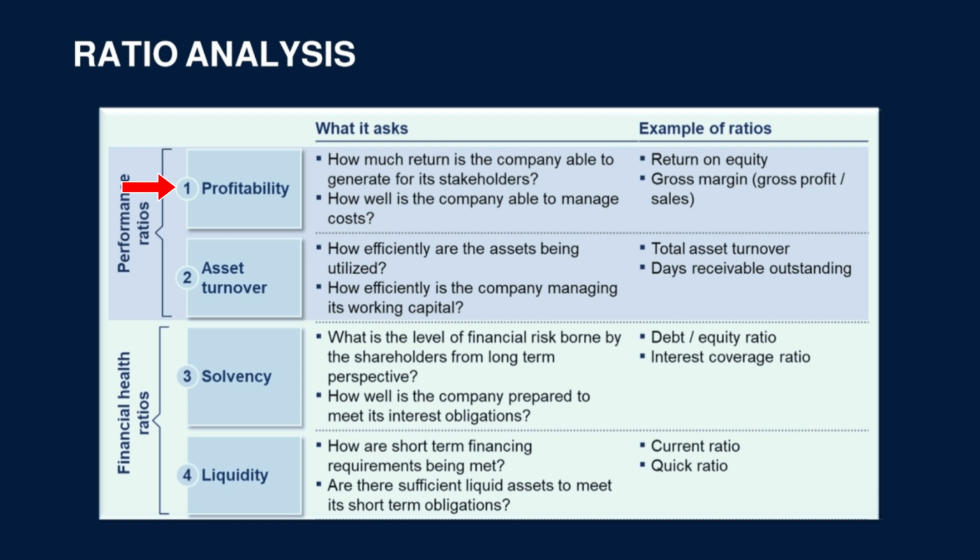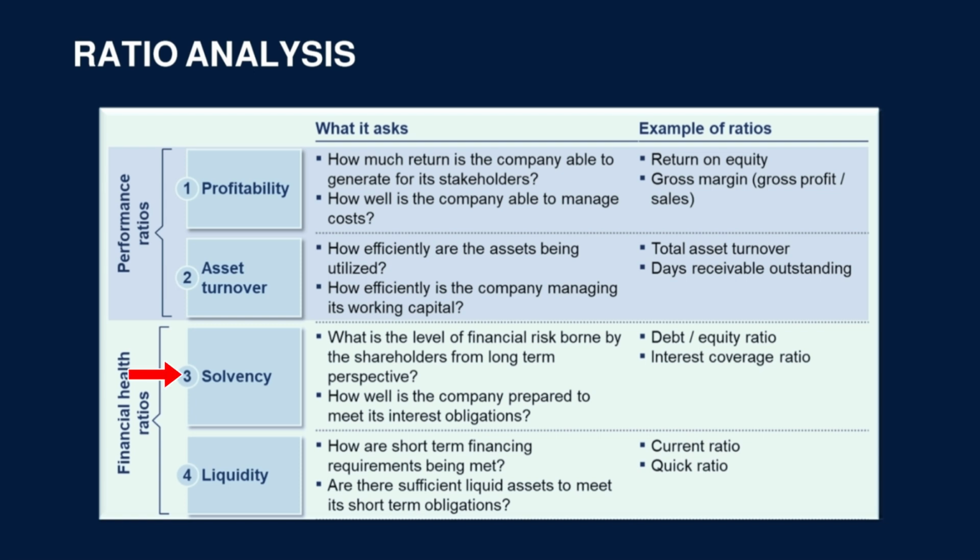The second category of ratios is efficiency ratios or asset turnover ratios. These are also known as activity ratios. These ratios evaluate how effectively a company uses its assets and resources. The examples include asset turnover ratio, which is how efficiently assets of a company generate revenue, and receivable turnover, which is how quickly cash is collected from the customers. For example, a high inventory turnover indicates that the company is managing its inventory efficiently.